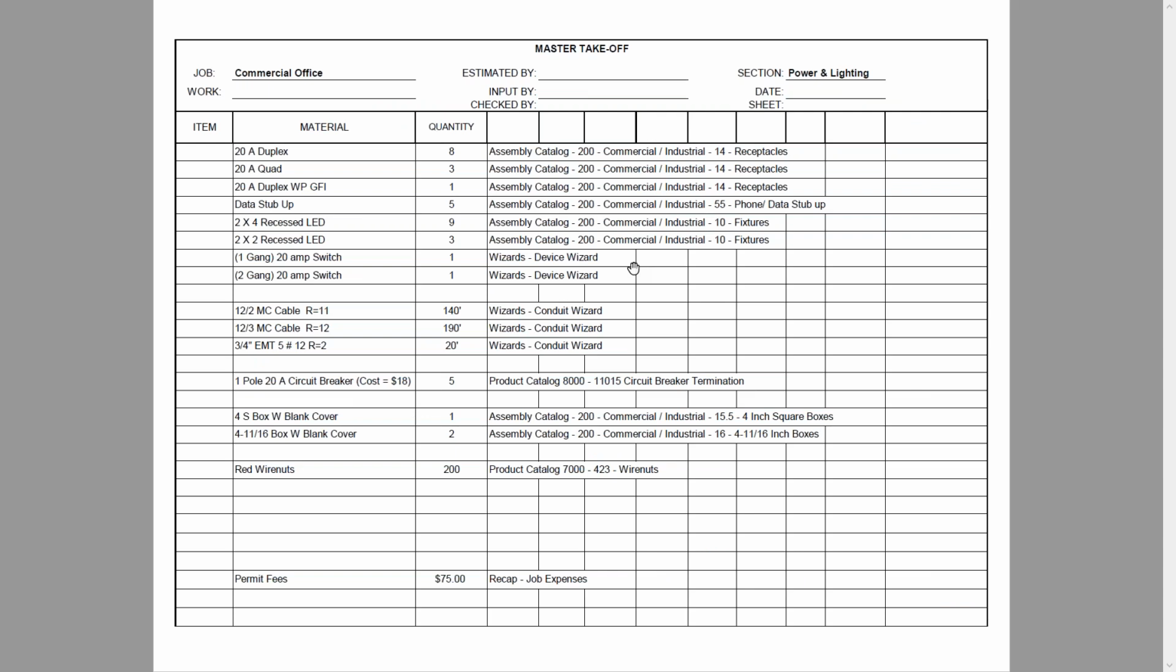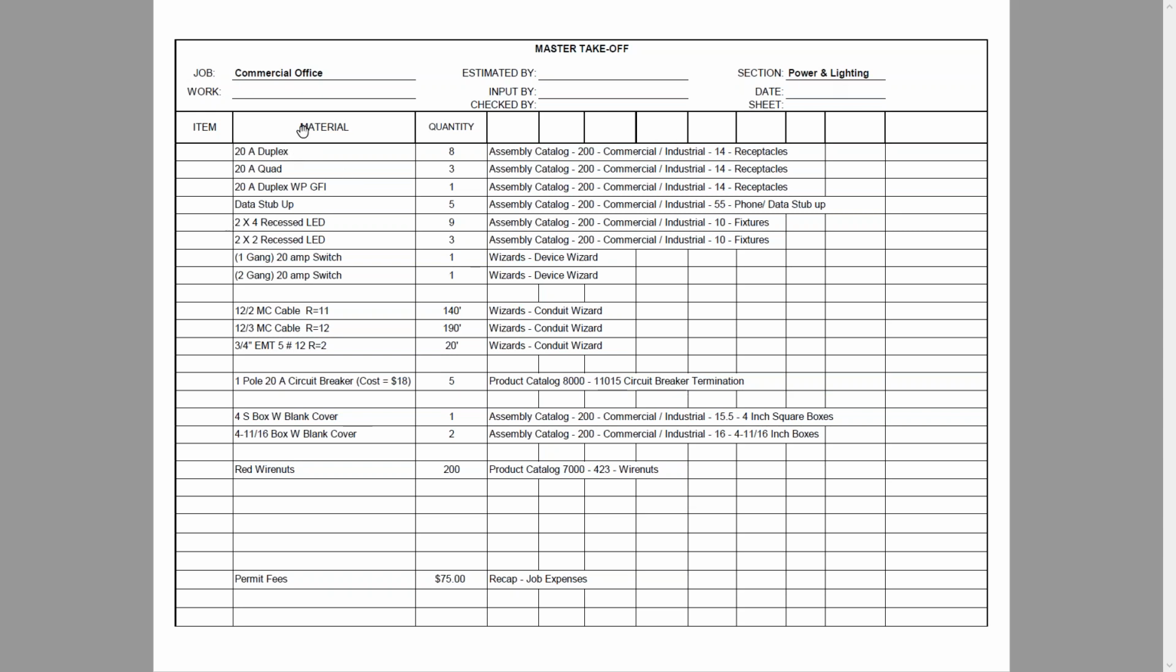Next screenshot is a material takeoff form. Again, if you don't have this printed out or in front of you, go ahead and get it and pause this video. This is similar to a material takeoff form that's provided by Red Rhino. At the top, we see the name of the form is called Master Takeoff. Over on the left, the job name is Commercial Office. And on the right, we wrote the section Power and Lighting.